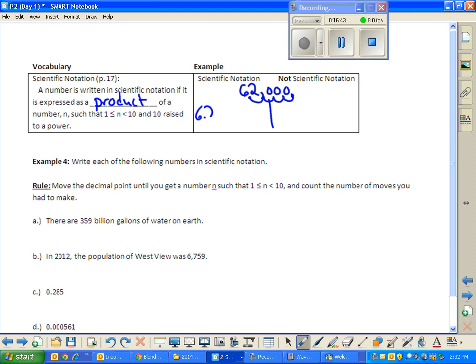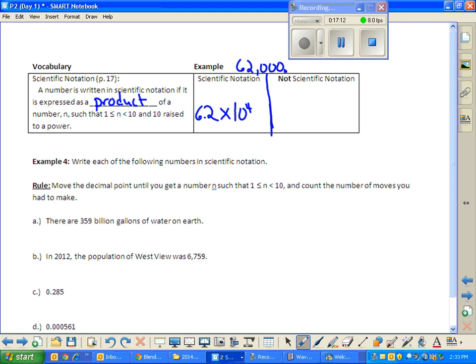So I know that that's my number part. How many times I had to move that decimal is going to be my power of 10. I moved it 1, 2, 3, 4 times, so that's 10 to the 4th if I just count the bubbles. Now let's say, what would that look like if I messed it up and didn't write it in scientific notation? Well, if I wrote 62,000, not in scientific notation, it might look like this.